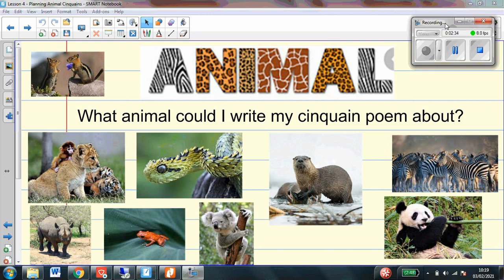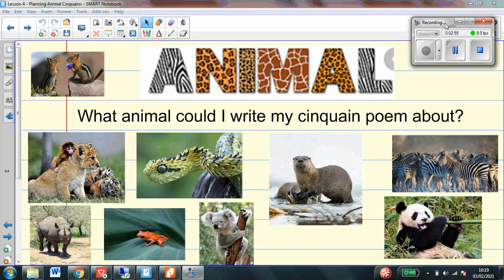Now today, we are going to write a cinquain about an animal. So it's up to you entirely which animal you would like to write your poem about. I put a few pictures on here to give you a few ideas. You can either choose one of these pictures, or of course, you can choose your own animal as well.